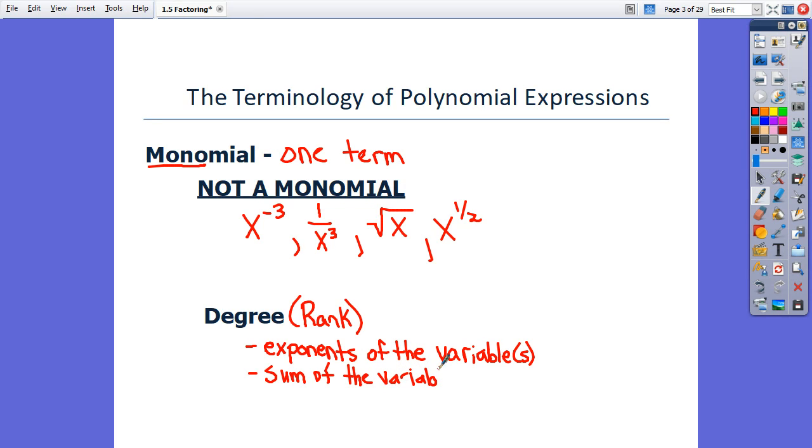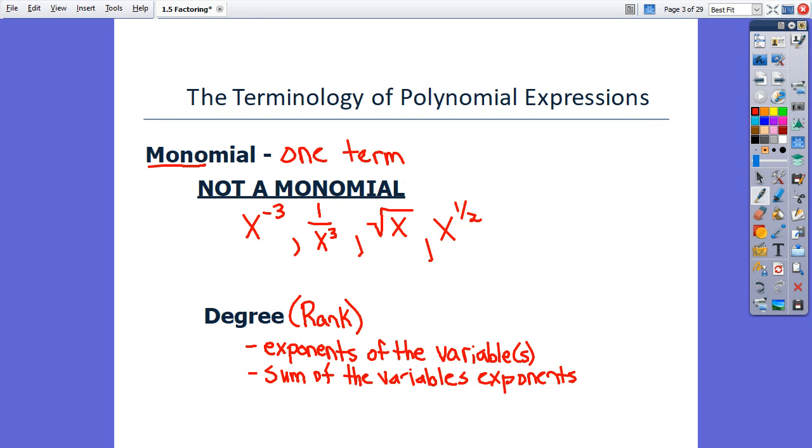So to find the degree of a single term, what we want to do is first off make sure it is a monomial. And once we say yes, it is a monomial, and we want to find the degree, we look at the variable's exponents and we have the sum of those. Now remember, this is only for a monomial. A single term is the only time that we will add up the variable's exponents.